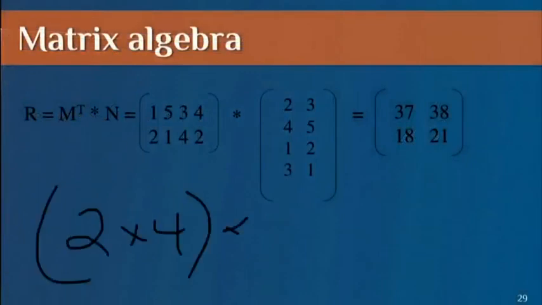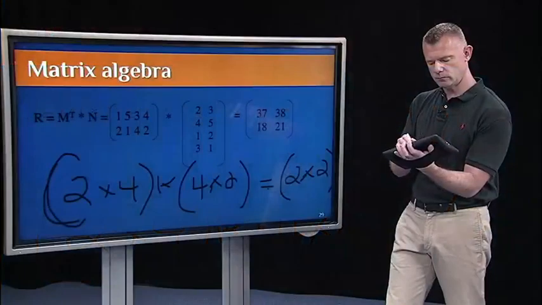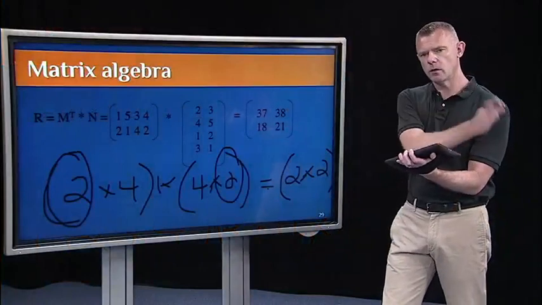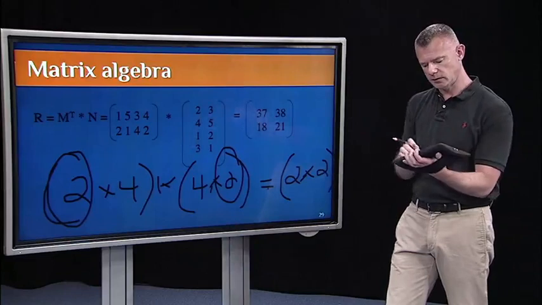I'm going to multiply that by a 4x2. What that will give me is a 2x2 product matrix. It's a 2 by 2. So the number of rows in the first matrix and the number of columns in the second matrix.